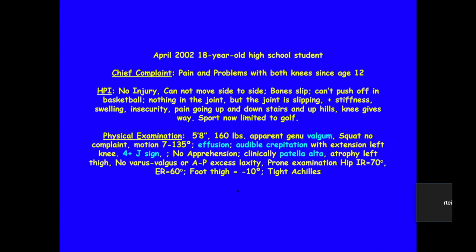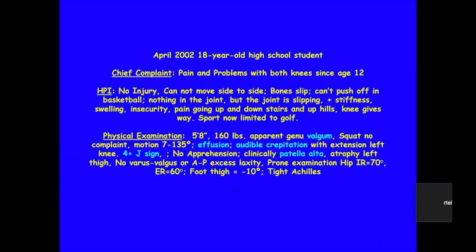Here's an interesting case. An 18-year-old high school student who was first seen in 2002. He had a chief complaint of pain and problems in both knees since he was 12 years old. No history of injury. He can't move side to side. He thinks the bone slips. He can't push off in basketball. He doesn't think there's anything in the joint, but there's some slipping, stiffness, swelling, insecurity, pain going up and down stairs and up and down hill, and the knee gives way. He can do golf, but nothing else at this point. He's 18 years old in high school.